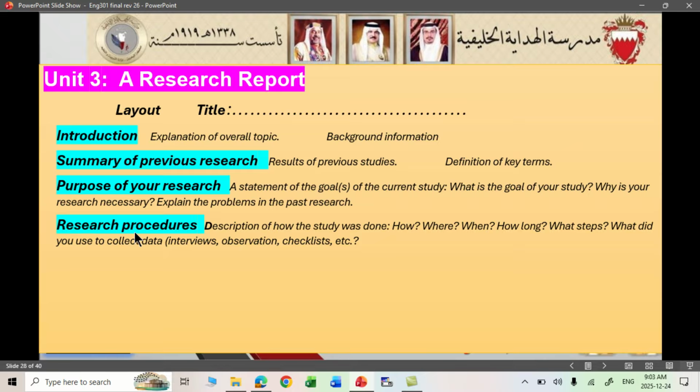Next, how did you do your research? Research procedures, and remember the heading should be there. So all the highlighted headings right here should be written in your research report. All right. Here you are going to give a description of how the study was done. How, where, when. You need to answer these questions. And how long, what stages, what did you use to collect data? I mean, did you use interviews, observation, checklist, questionnaires, surveys, etc.